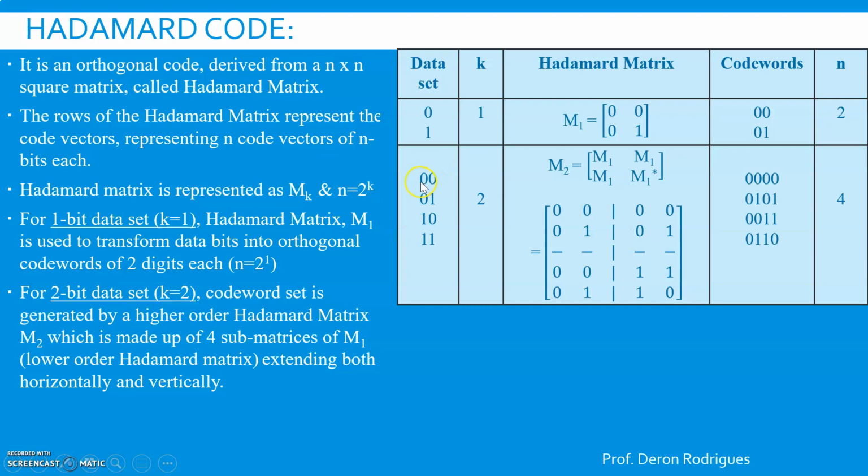So the code word for 0 0 is nothing but the first row of the Hadamard matrix, that is 0 0 0 0. For the second data set, it is the second row. Third data set, it is the third row, and fourth data set, it is the fourth row. If you look at these 4 code words which are generated, except for the first one, the rest 3 will have 2 zeros and 2 ones. That is 50% zeros and 50% ones.